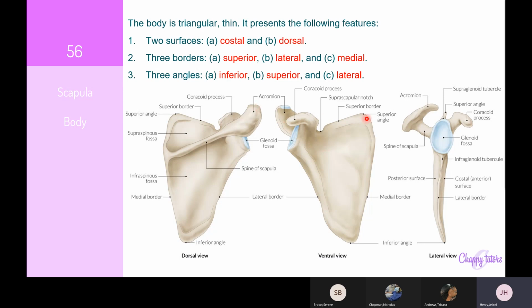Where was I? The angles, right? So this is the superior angle here, your inferior angle here, and you have a lateral angle, right? This lateral angle actually forms this glenoid fossa here, right? So this is actually the lateral angle of the scapula right here, right? Just to go through the different features. Actually, I'll come back and show you the features.